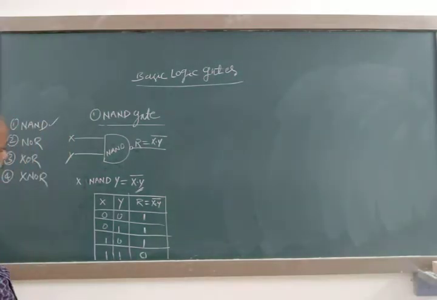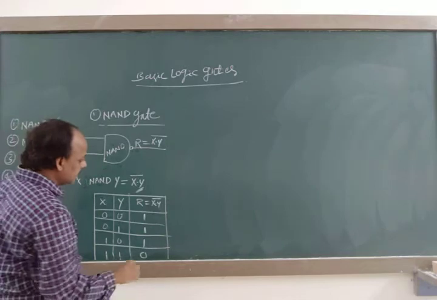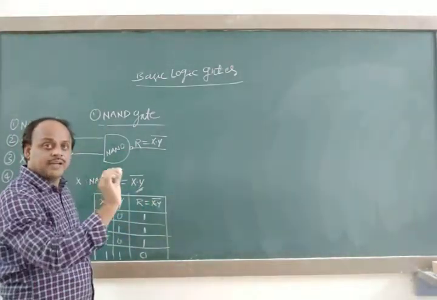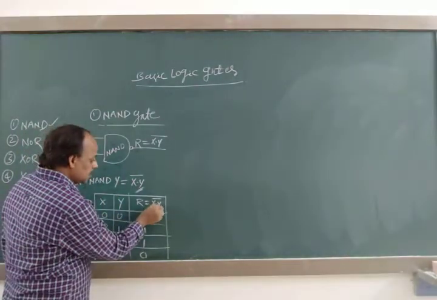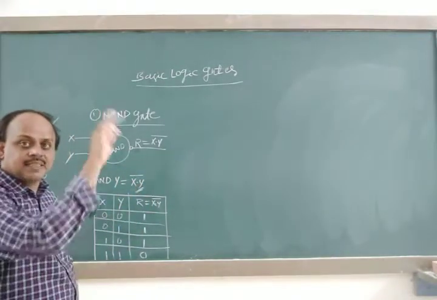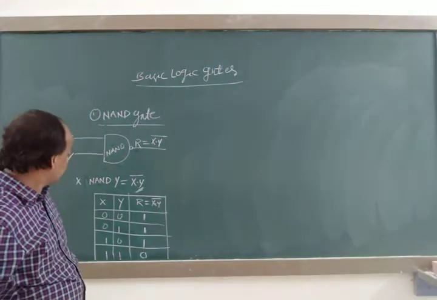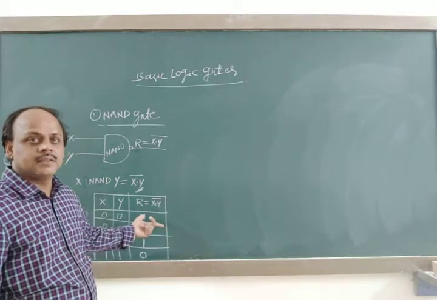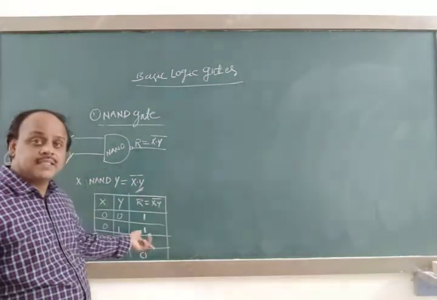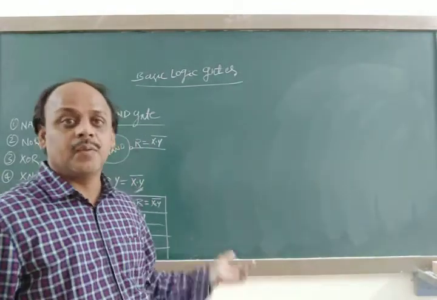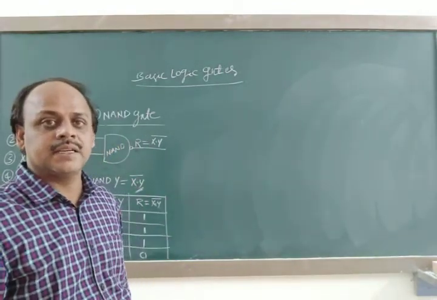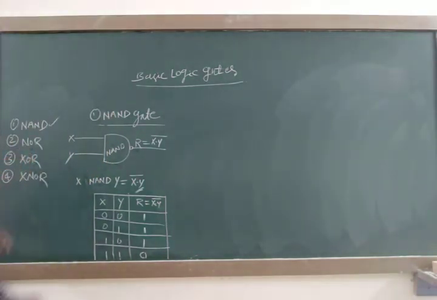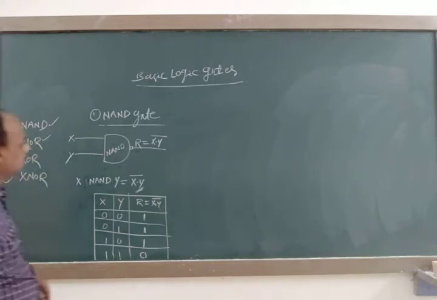And we can say that in the NAND gate, the resultant expression is X into Y whole bar, whereas in AND, only X into Y. Here, X into Y whole bar means the AND gate result is complemented. So we can say that the NAND gate is a complement of the AND gate. The NAND gate result is obtained by complementing the AND gate resultant expression. Right?